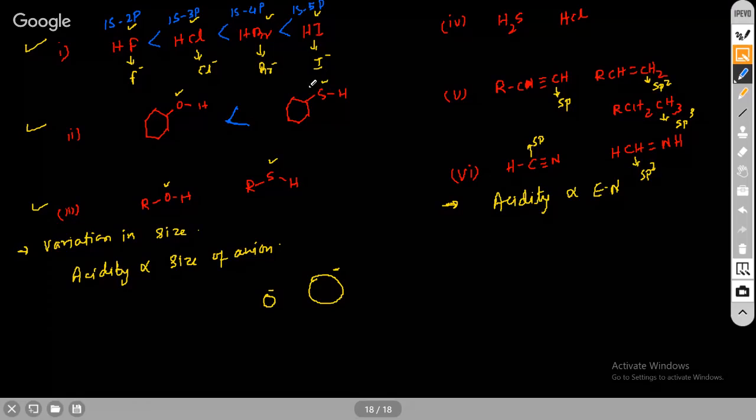Yeah, Pratik, like that also you can think. Oxygen being more electronegative draws more electrons, and then the electron density on oxygen is more, that will destabilize that ion.